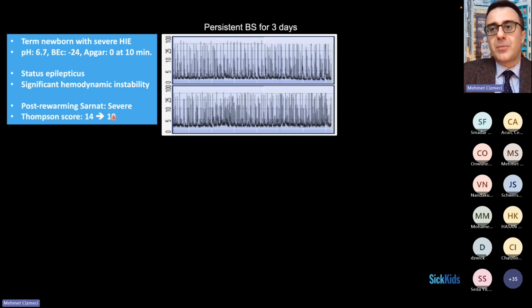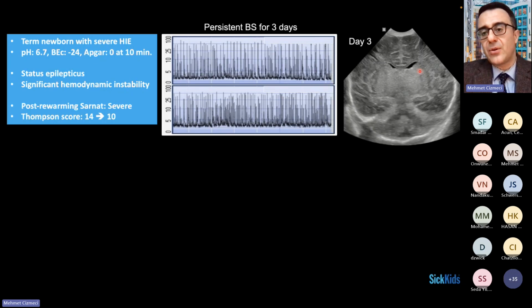This baby didn't have normalization of the aEEG background in the first 24 hours and didn't show any sleep-wake cycling in the first 48 hours, both of which are favorable prognostic factors. And still on day 3, this baby was showing persistent burst suppression pattern, which is a very concerning finding. And already on day 3, we can nicely see the 4-column sign, which seems to be affecting the basal ganglia and thalami regions, and it seems to be severely involved.